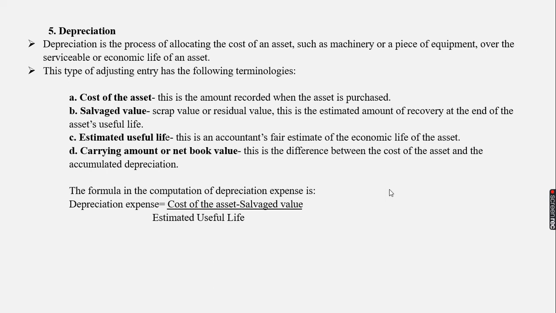Pag equipment yan, pwede ding 5 years, ayan, 6 years, yan yung useful life niya, okay? Yung formula to compute depreciation expense is cost of the asset, less yung salvage value or yung residual value niya, i-divide mo siya sa estimated useful life, okay?